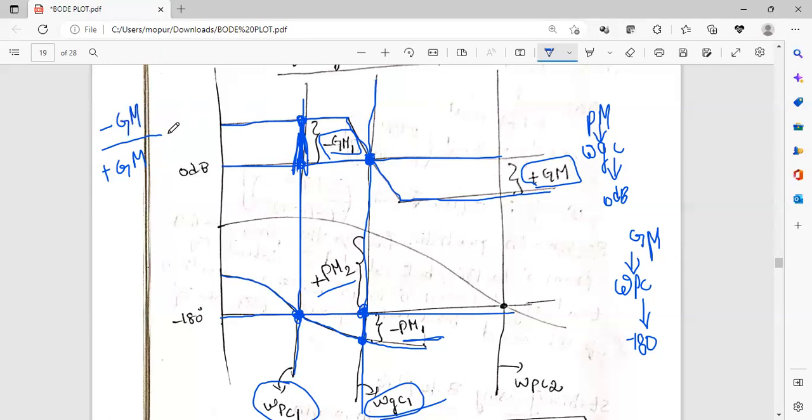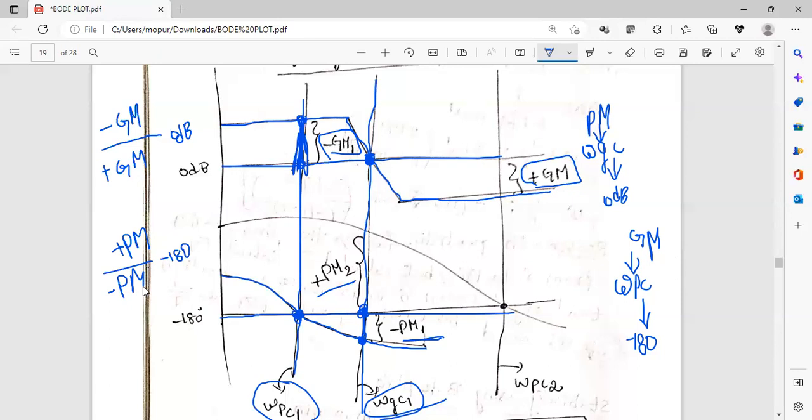This is the 0 decibel line. Similarly, for phase margin, we measure the distance from minus 180 degrees. Phase margin above minus 180 degrees is positive phase margin, and below the minus 180 degree line, it is negative phase margin. So don't get confused between gain crossover frequency and phase crossover frequency.